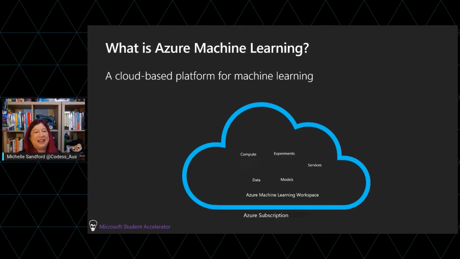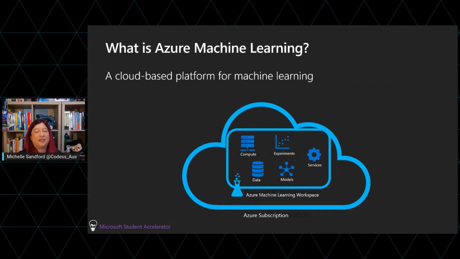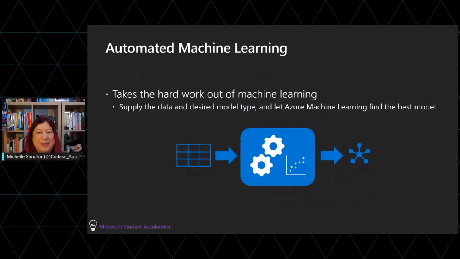Okay, Azure Machine Learning is a cloud-based platform for machine learning. And that's what it looks like. And then we have automated machine learning, which takes the hard work out of machine learning. So you supply the data and the desired model type and let Azure Machine Learning find the best model.